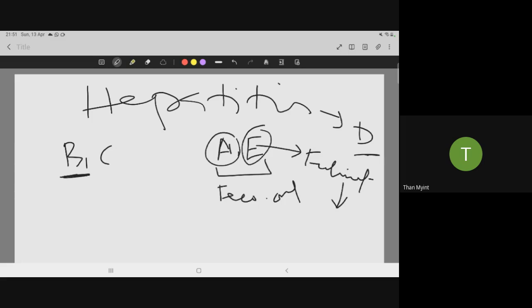But A is self-limited, does not lead to anything. So prognosis is good with this. As I told you, no risk for carcinomas or stuff like this. Okay, and yeah, this is all about hepatitis A and E. For hepatitis B and C, first difference, B is a DNA and C is an RNA virus. Okay, both are transmitted by your bodily fluids.